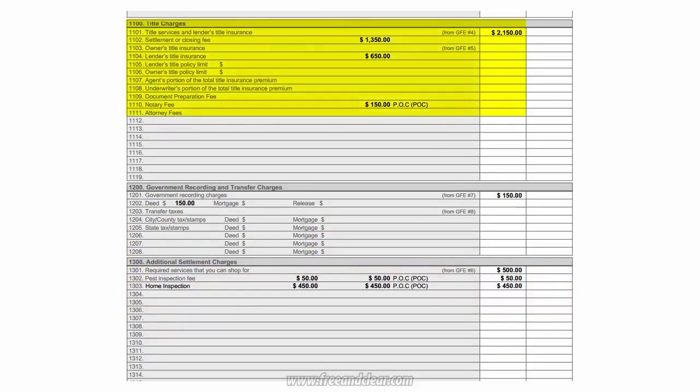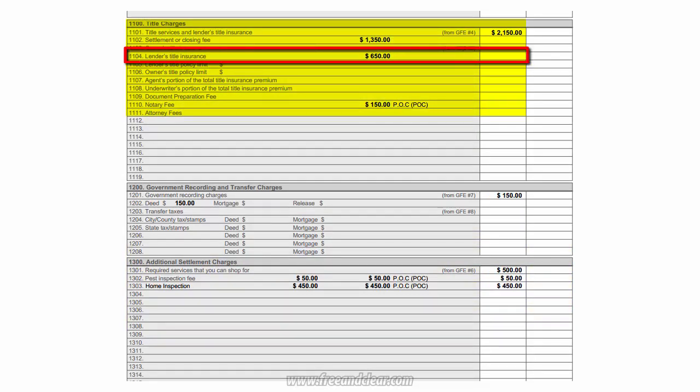The next category is title charges. The first item is lender's title insurance. In most cases, the buyer is required to pay for title insurance for the lender to make sure that there are no exceptions or issues with the property's title, the legal document that records the property's ownership, that could interfere with the buyer's ability to finance the property.